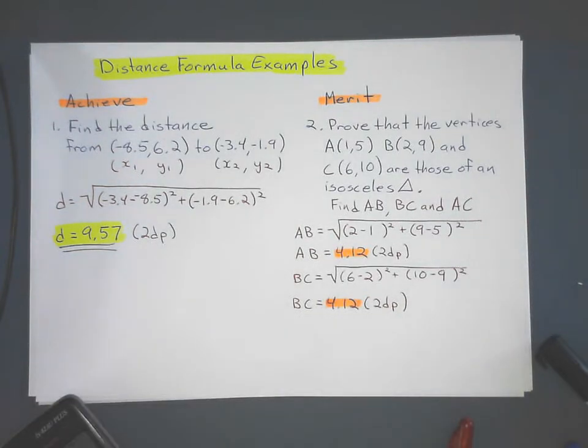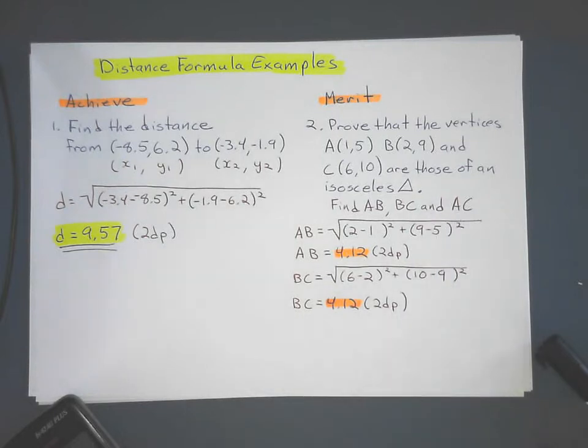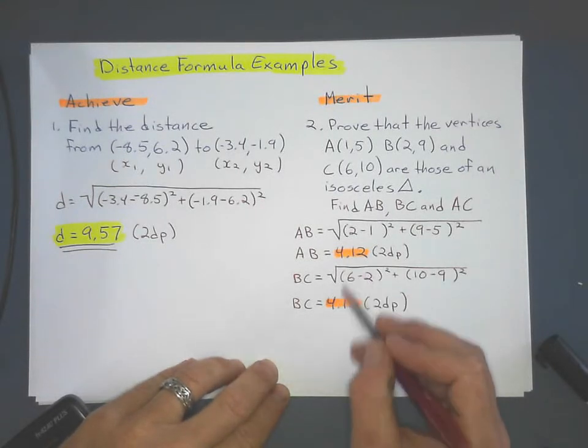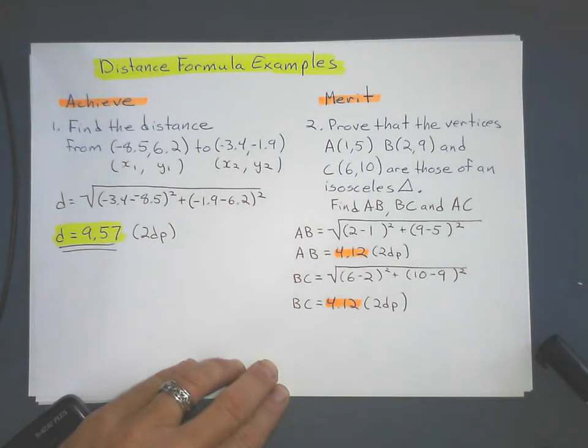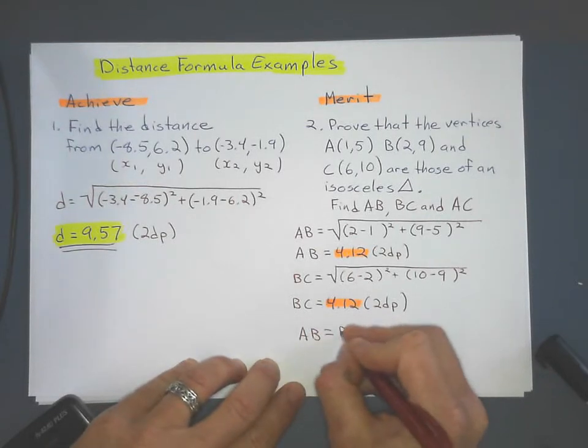So I don't care about AC, because isosceles means two sides are equal. But what if it turns out to be an equilateral? An equilateral is okay, because isosceles can mean at least two sides equal. Good question. One of those tricky things. If I have at least two equal, it means it's isosceles. So I write AB equals BC.